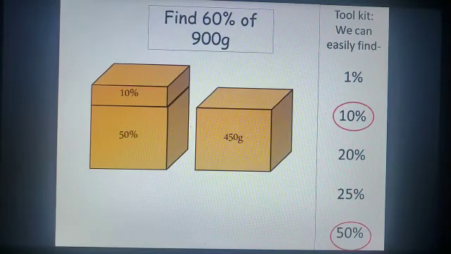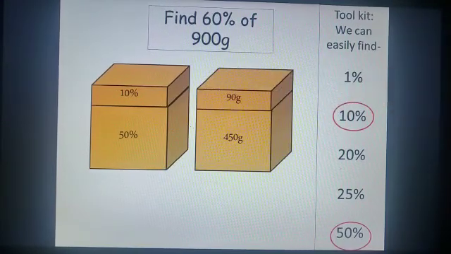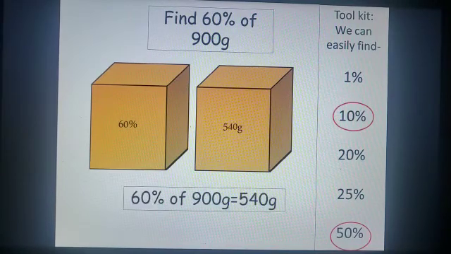50% of 900 is 450. We just halve it. To find the 10%, we divide 900 by 10, which will give us 90. Now we just add the amounts up and we find 60% of 900 grams is 540. Let's try another one.